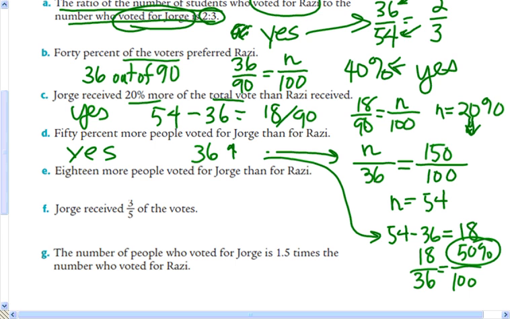E, 18 more people voted for Jorge than Razi. So 54 minus 36 equals 18. Yes, 18 more people voted for Jorge than Razi. Yes? Boy, a lot of yes answers here.